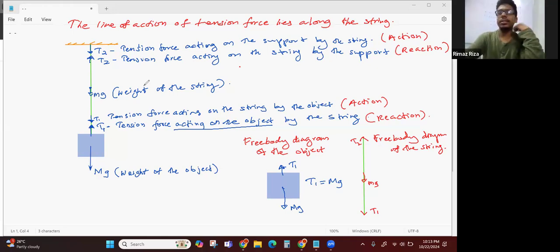In a light string, the tension force will be same at every point of the string. The tension force will be same at every point of the string.